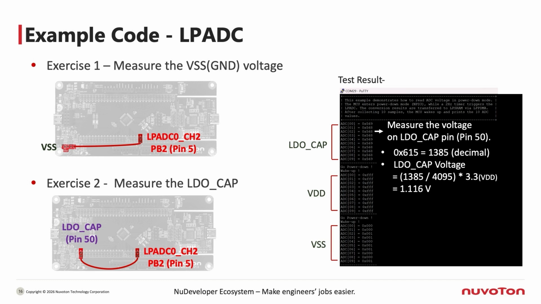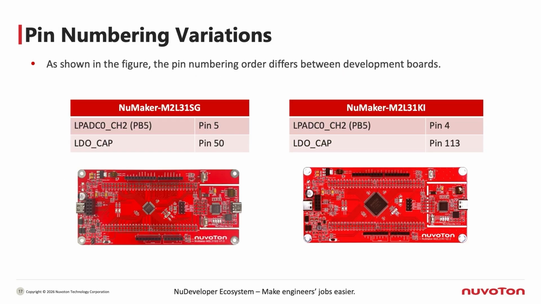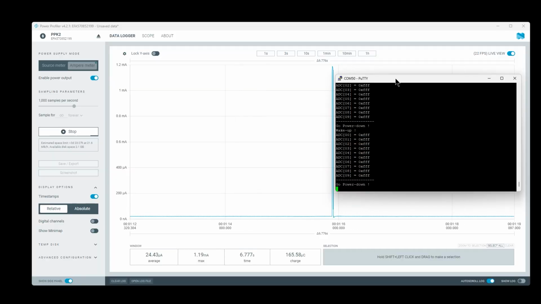After taking the measurements, you can use a multimeter to measure the actual voltage and verify whether the ADC conversion results are correct. Here, you should note that the pin assignments might differ depending on which development board you're using. If you need to check the exact pin locations and their functions, you can refer to the Pin Configure tool or the datasheet.